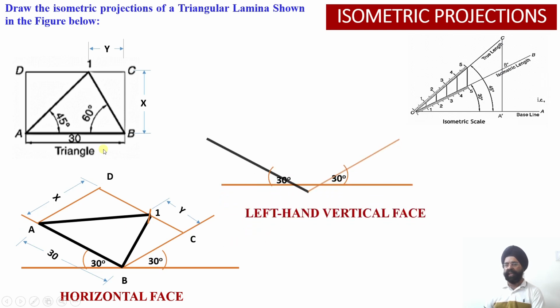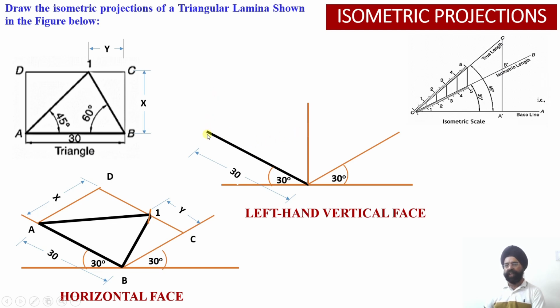Once again a rectangle will be drawn, size 30 millimeter by x millimeter. The 30 millimeter will lie on the x-axis and x millimeter will lie on the y-axis. So this will give me the construction of a rectangle. This is the longer edge of the rectangle, 30 millimeter. This is the shorter edge of the rectangle, which is x millimeter. These are the edges of the rectangle which are going to lie on my isometric axis.